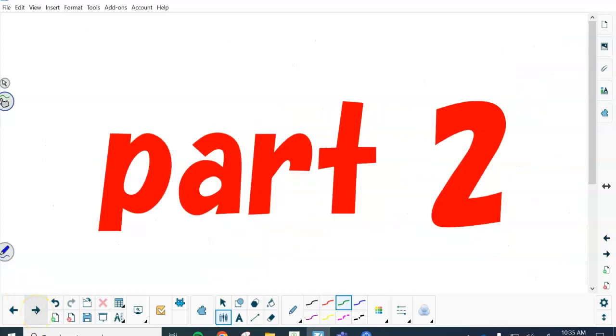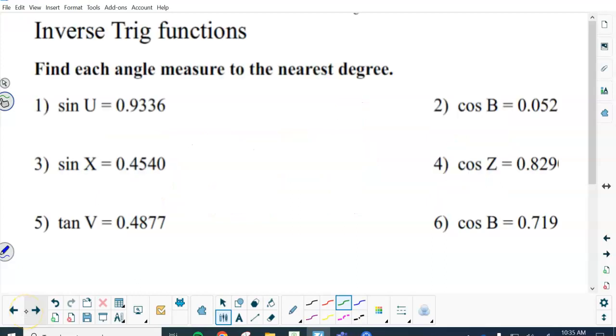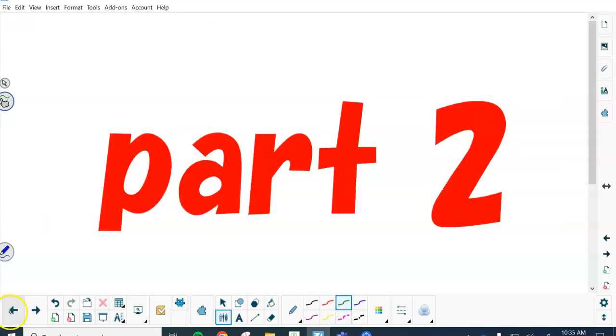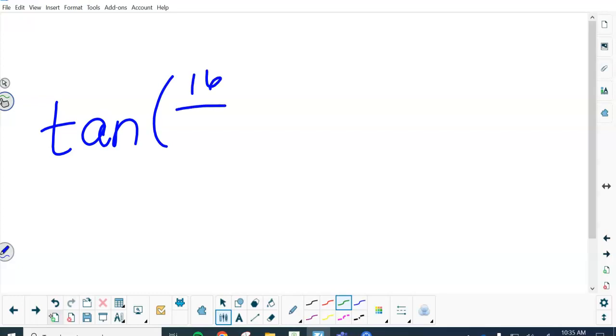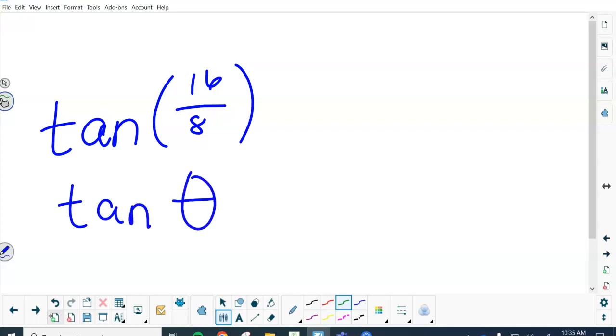Part 2. Here's part 2. Y'all need to be paying attention. Part 2 is that handout that you are given, but hold on, look. If I have tangent, I don't know, 16 over 8. Now remember, this was tangent of some degree of theta, and it was 16 over 8. You guys just did that. I'm just making up random numbers. I just set this up. What if I need to know the angle?